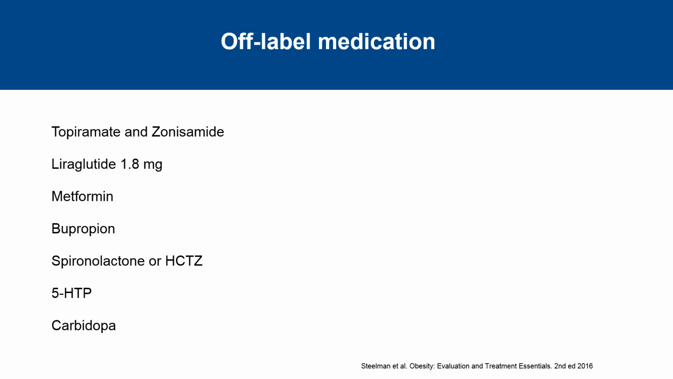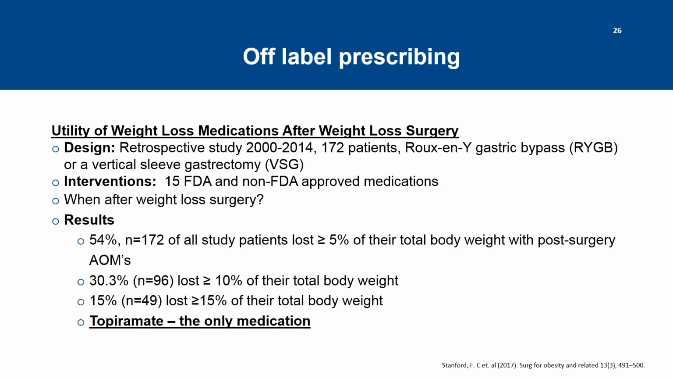In terms of off-label prescribing, here's a list of medications typically used off-label to help with weight loss. As you can see, it's pieces of other drugs that are already FDA approved for obesity treatment. And we do have some research to support off-label prescribing. In a study looking at 172 patients after bypass and sleeve, it was noted that over 54% of those who took anti-obesity medications lost at least 5% of their total body weight after weight loss surgery. And it was shown that the medication topiramate was the most effective, at least in that study.